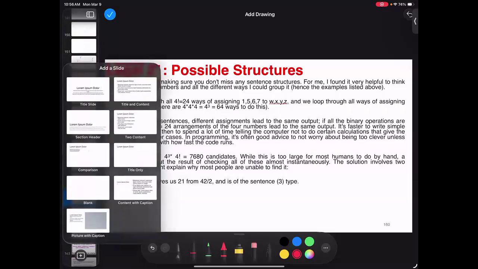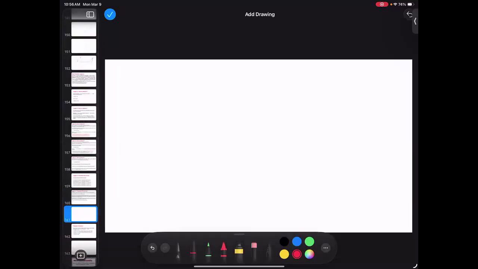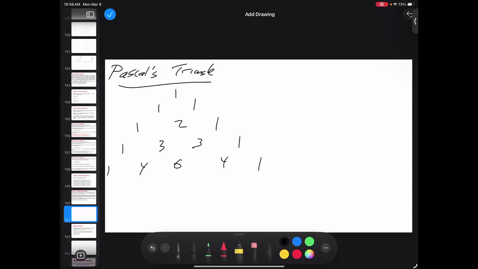So I will use this as an opportunity to do one of my favorite asides. How many of you have seen Pascal's triangle? 1, 1, 1, 1, 2, 1, 1, 3, 3, 1, 1, 4, 6, 4, 1. Has everybody seen this at some point? So the rule is each number is the sum of the number above to the left and above to the right. And these coefficients come from expanding x plus y to the 4th.